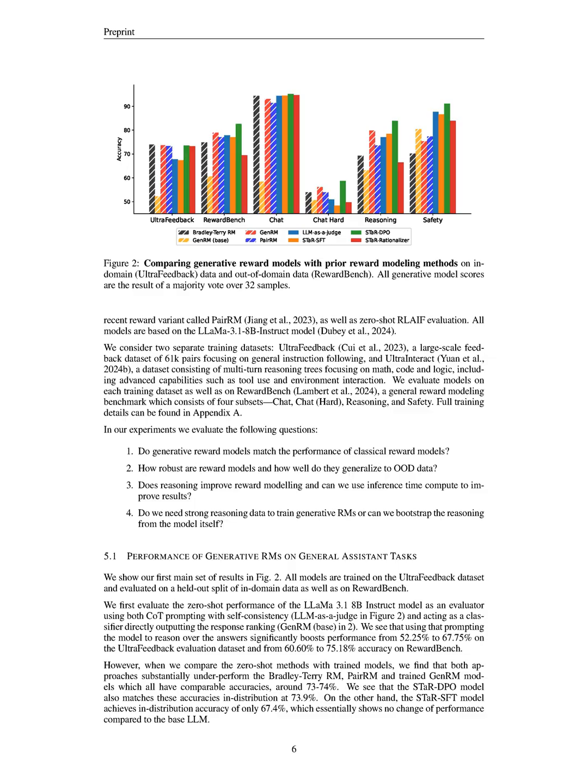The results of the STAR method, particularly the STAR DPO model, demonstrate superior performance compared to classical reward models in terms of accuracy and generalization, especially in out-of-distribution tasks. In the experiments, the STAR DPO model achieved an in-distribution accuracy of 73.9%, matching the performance of classical models like Bradley-Terry and pair RM, which had comparable accuracies around 73 to 74%.